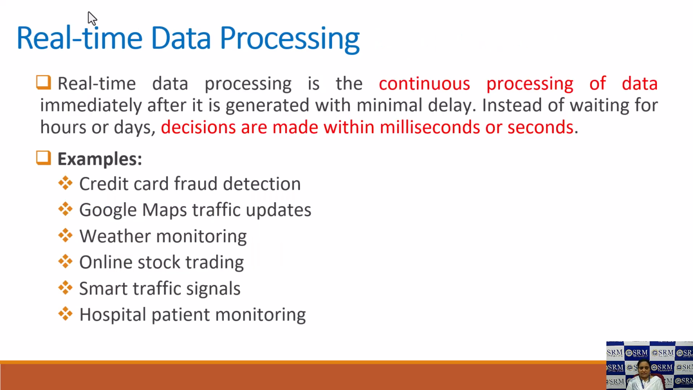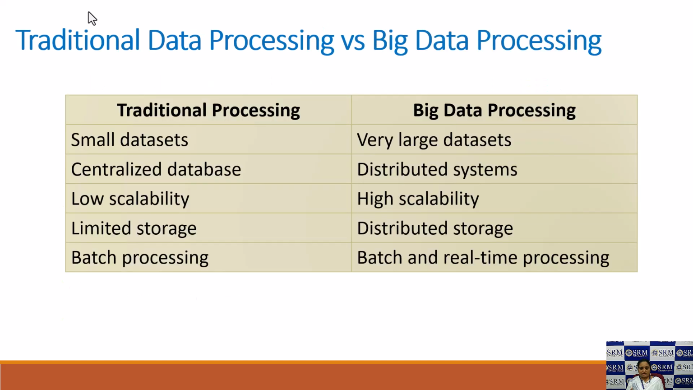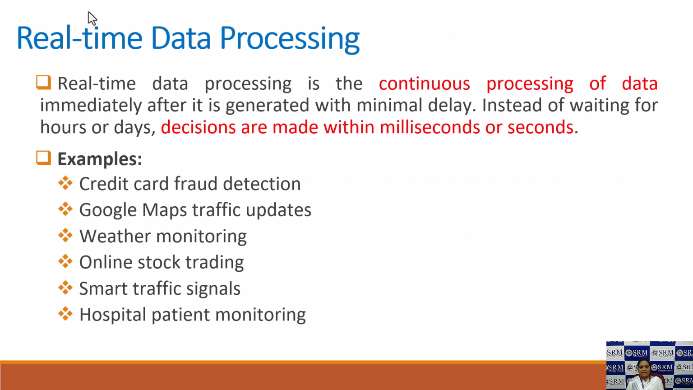So what is real-time data processing? Let us see what that is. Real-time data processing is the continuous processing of data immediately, without any delay. For example, only a few seconds or milliseconds of delay is allowed. Immediately we have to generate the data, immediately take a decision and make a report on it. We cannot wait for hours together.